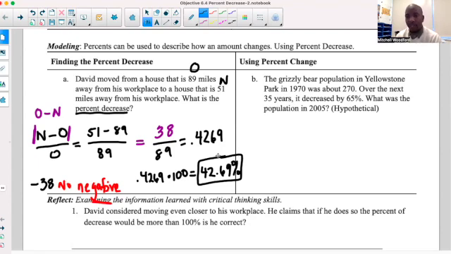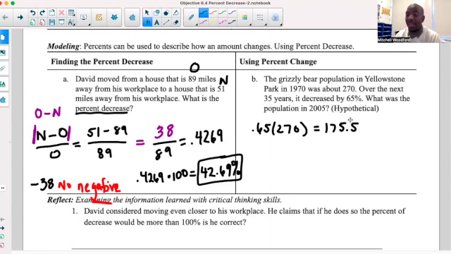Well, what is that? The first thing I want to find out is what is actually 65% of 270. So I'm going to write 65% as a decimal, and I'm going to multiply that by my 270. I'm going to figure out what is 65% of 270. What I get is 175.5. 175.5 is 65% of 270.